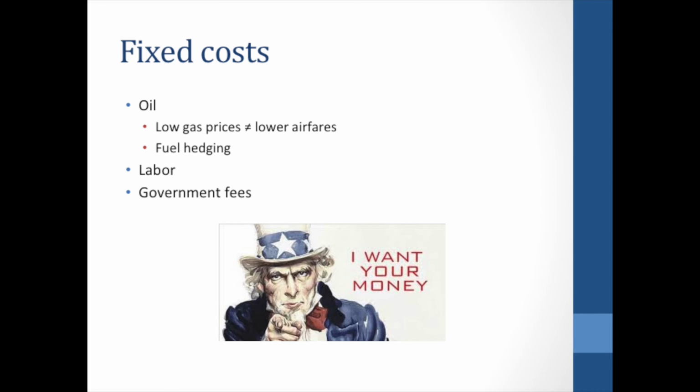Ticket prices are also affected by some fixed costs that airlines are subject to, like operating the plane and paying the people who operate it. The two largest costs for an airline are oil and labor. There are multiple operating costs that go into the price an airline pays to fly the plane. The most significant is oil or jet fuel.